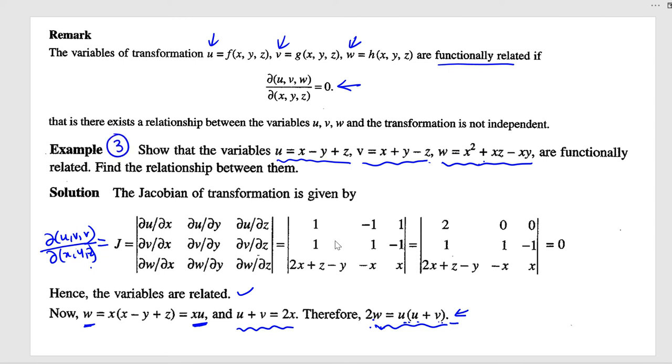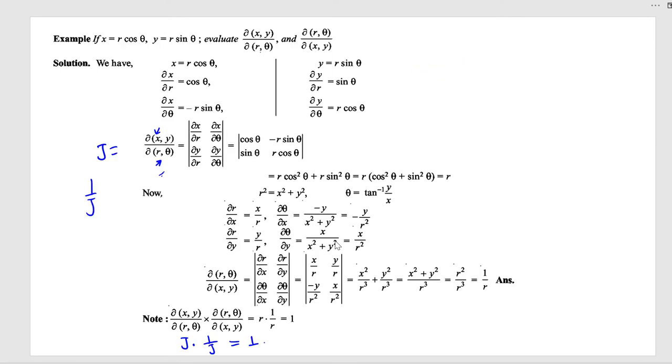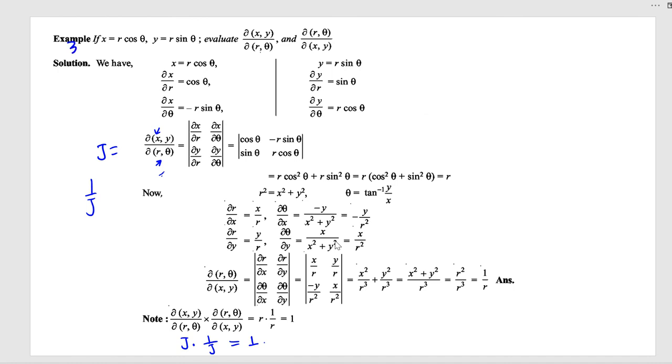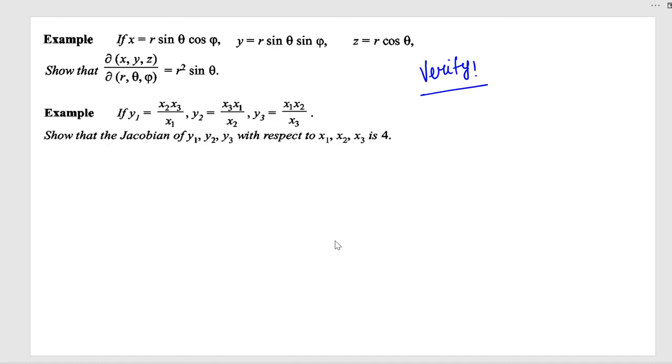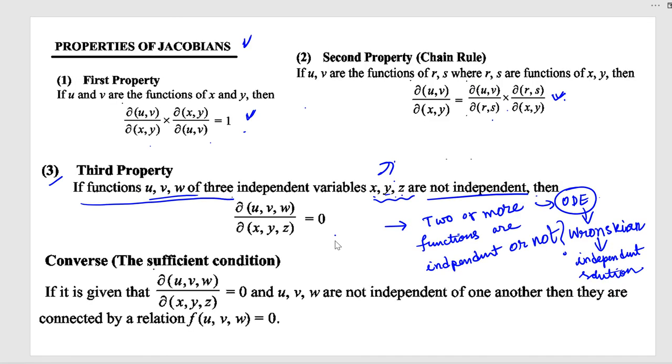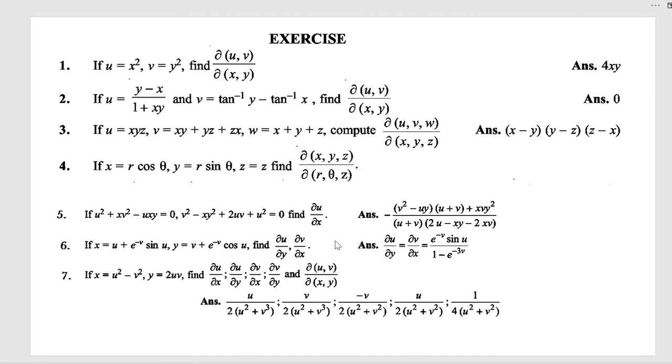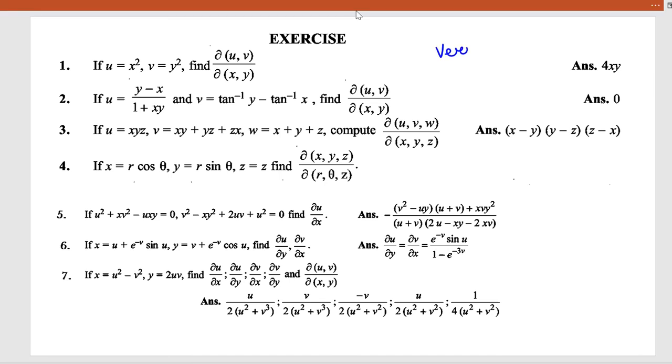Let me write this as three. Let me keep the serial numbers properly. So this is 2, you can call it 3, 4, 5, example. Let us call this 6. So with these 6 examples, these are some exercises for your practice. Try to verify these results.